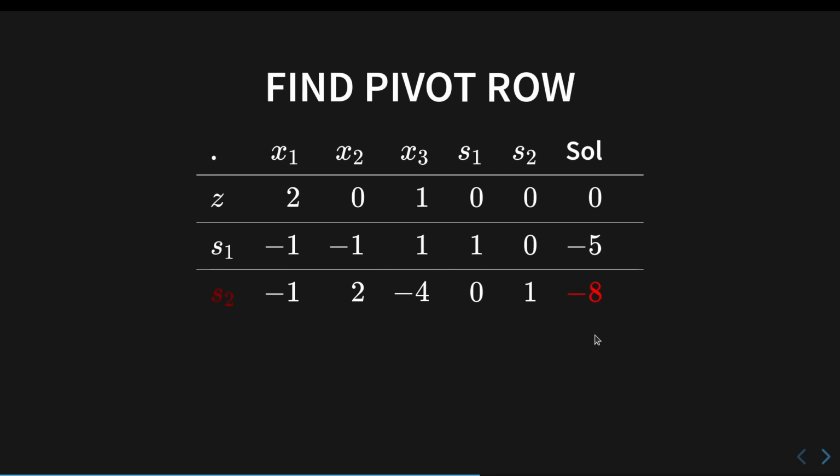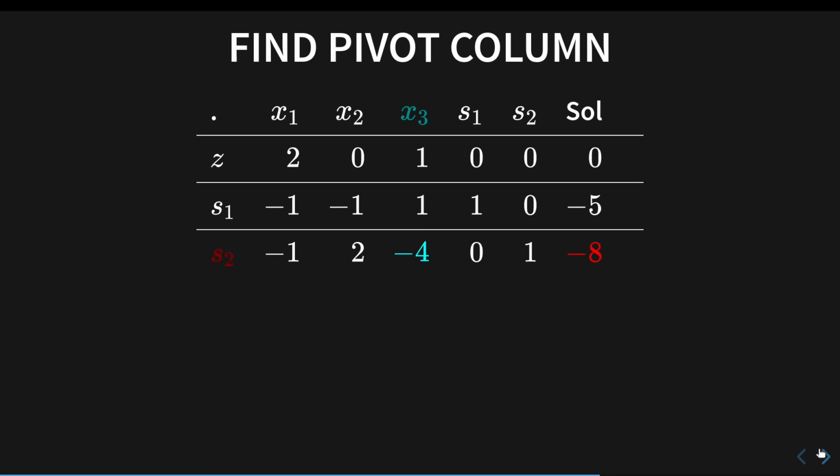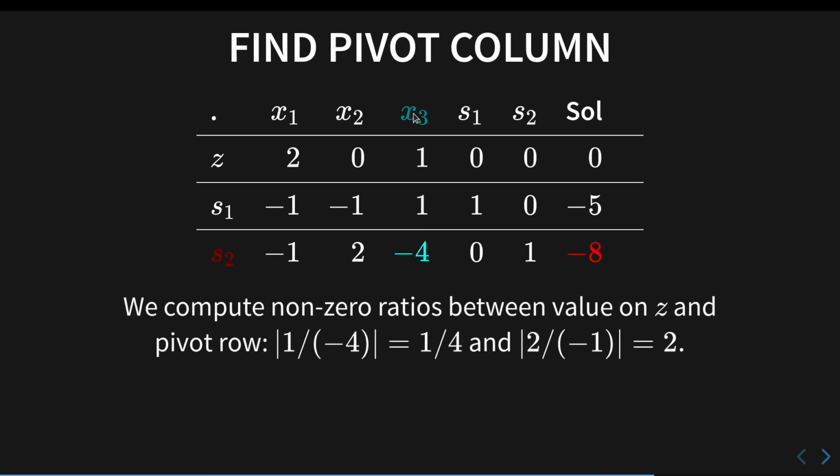We start the dual simplex iteration by finding the pivot row, in this case the S2, since it has the most negative value of these values on the solution column for either one of these variables. Then we move on to find the pivot column, which in this case is the column with the variable x3. And we do this by computing the non-zero ratios between the value in the z row and the pivot row.